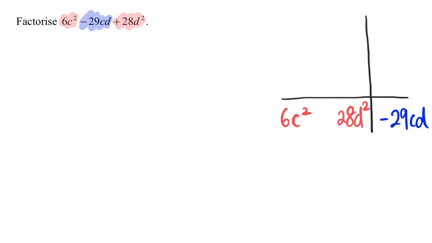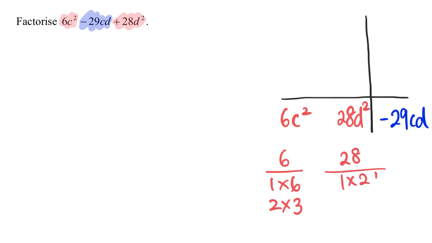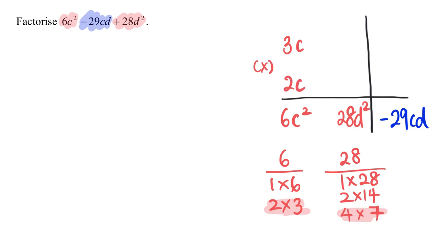And for this, let me see the factors for 6. 1 times 6, 2 times 3, and for 28, 1 times 28, 2 times 14, 4 times 7. And we must choose it in such a way that it gives me negative 29. And I think I would have found the right place. 2 and 3, 4 and 7, because first 3c times 2c is 6c squared. And I must position 4 and 7 in such a way that it gives me 29.